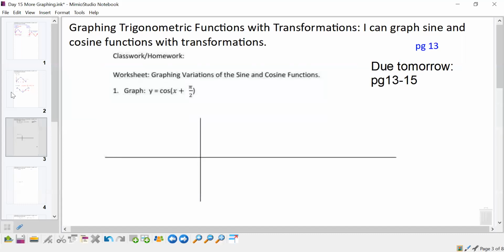All right, so for number 1 here, I've got an amplitude of 1, a period of 2 pi, since the b value is 1. But now I have a phase shift. We have this horizontal shift to the left, pi over 2. So anytime we have a phase shift or a period change, it's going to take more work. So my starting point is to the left, -pi over 2.